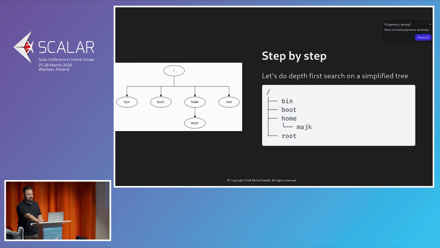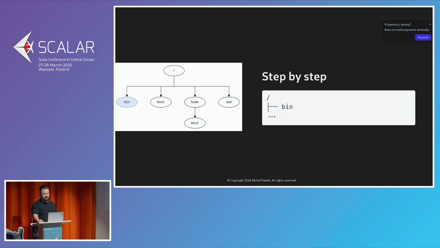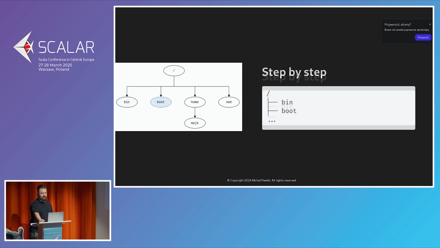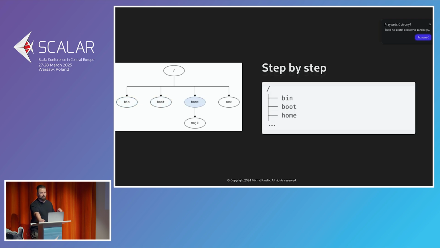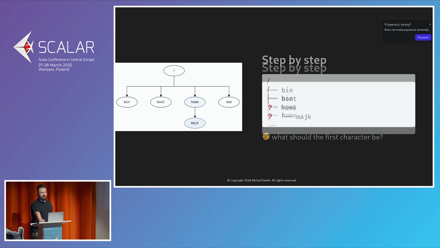On the left-hand side, you see the representation of the tree that we wanted to draw. And on the right-hand side, you see our expected result. So let's go step by step. First, we try to draw the bin. That's fine. We have this T shape. Let's move on. We have visited the leaf. Now let's navigate to another one. Boot, that's OK. Home works fine. And then we want to go one level deeper, right?